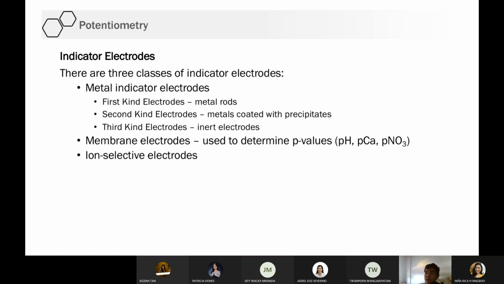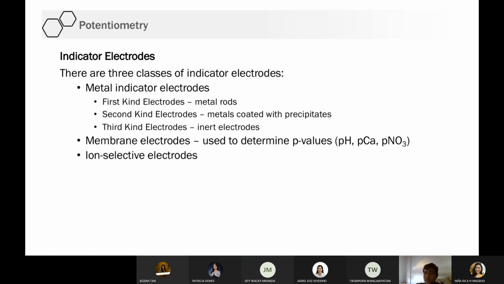Okay. So let's talk about the metal indicator first. So we have the first kind electrodes. When we say first kind electrodes, basically your electrode is just a metal surface. So you will just dip a metal into it. So that's the first kind electrode. For second kind electrode, what you need to do is that your metal has to be coated with a precipitate. For example, my metal is silver. If I coat it with silver chloride, then it is now called a second kind electrode. So you just add a coat of precipitate.